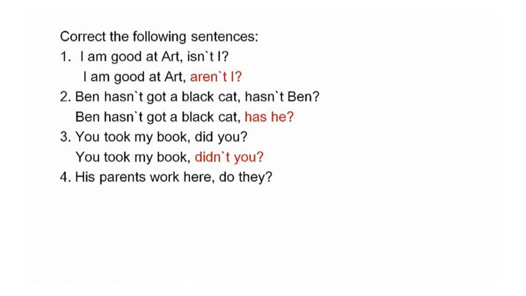This do they in this sentence is incorrect. What do you think should be the question tag for this sentence? The correct sentence is, his parents work here, don't they? Why is that? Because his parents work here is a positive statement, and if the statement is positive, we need the negative question tag. And for this sentence it is don't they.